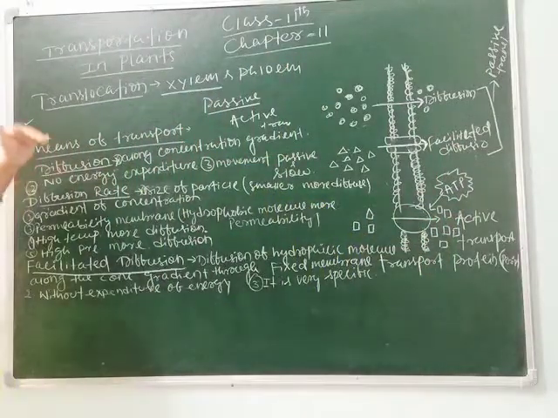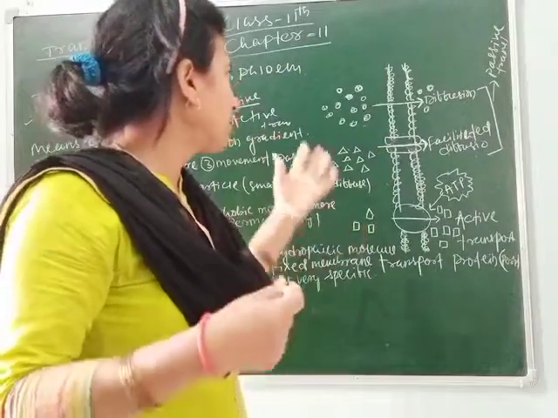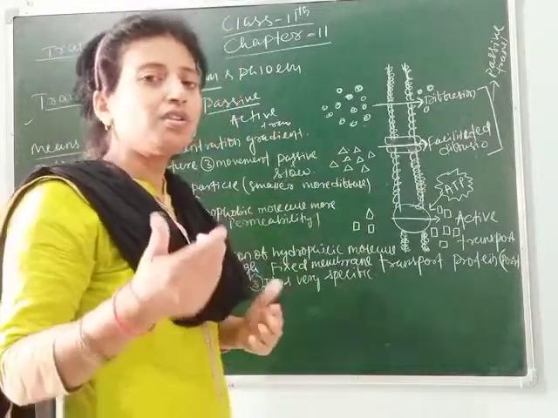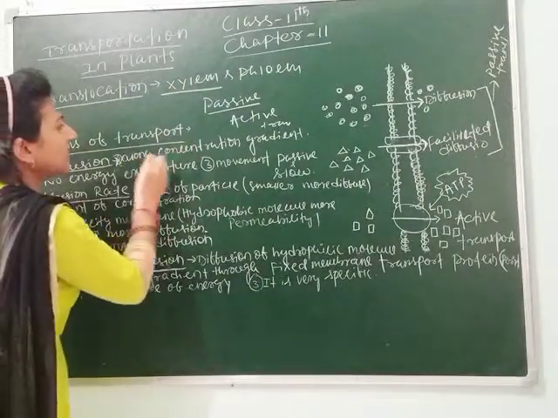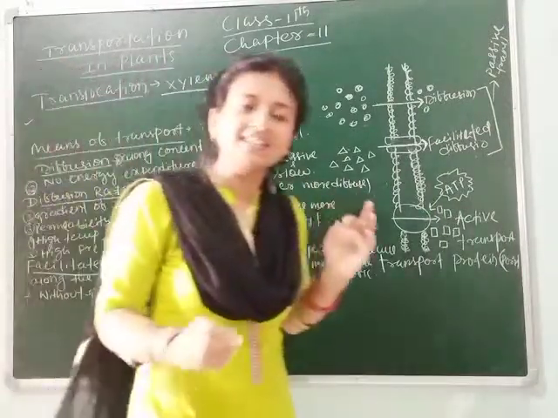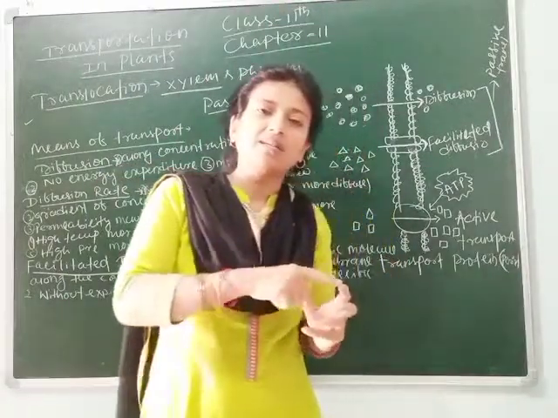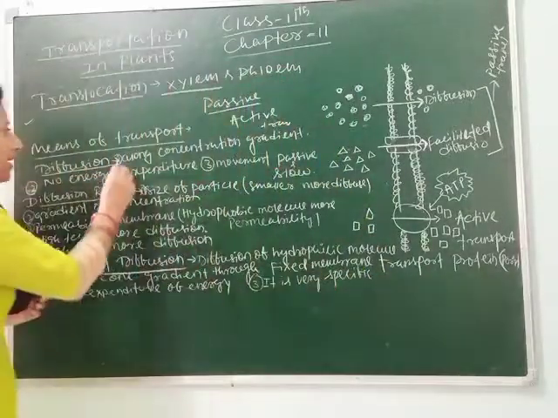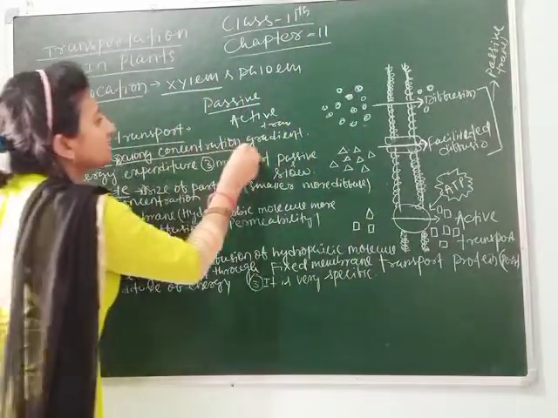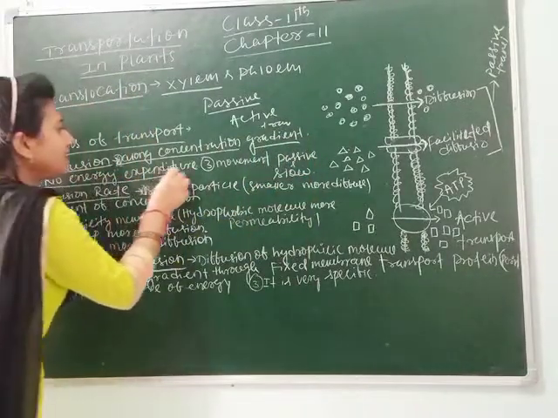So what are the rules followed by the substances or molecules to diffuse? First is diffusion occurs along the concentration gradient. It means when the concentration is more, that will move in the direction of less concentration. That's why it is called along the concentration gradient. Clear? Second one is no energy expenditure.